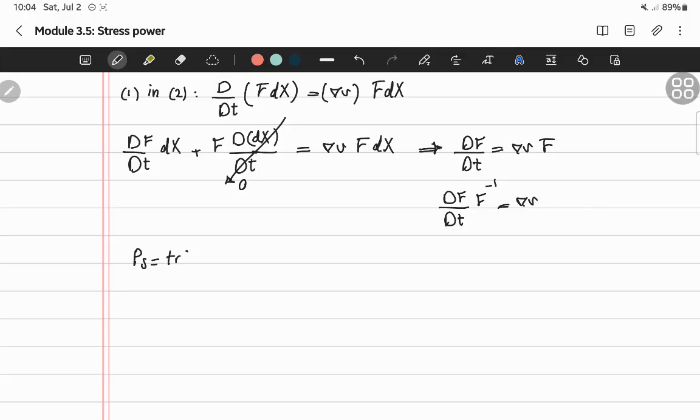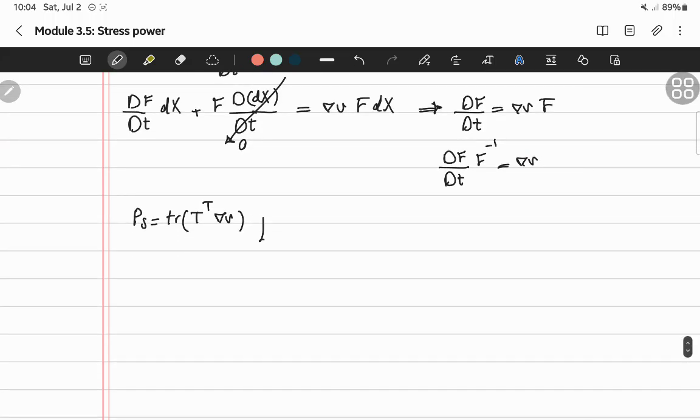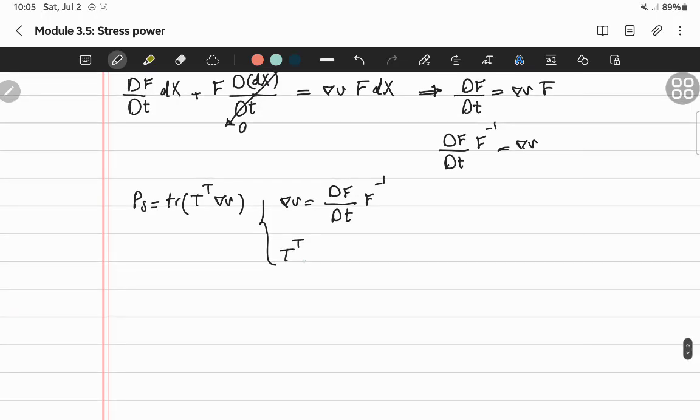It was the trace of T transpose del V, right? So now we found del V, which is df dt F inverse, and we only need to identify T0 transpose. So we have to write T transpose in terms of the first Piola-Kirchhoff stress tensor. So 1 divided by J, T0 F inverse, transpose.